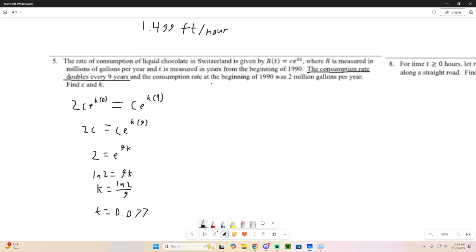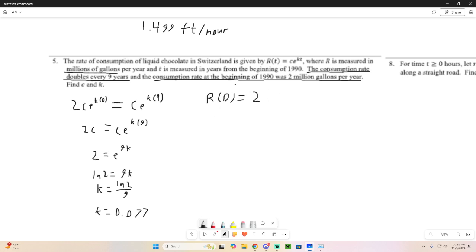So now for our C value, let's use our second piece of information. The consumption rate at the beginning of 1990 was 2 million gallons per year. So what does that mean? That means at the beginning of 1990, if t is the number of years from the beginning of 1990, then t will be 0. So we want to find r. This information is telling us that r of 0 equals 2 million. And remember, r is measured in millions of gallons, so r of 0 equals 2.